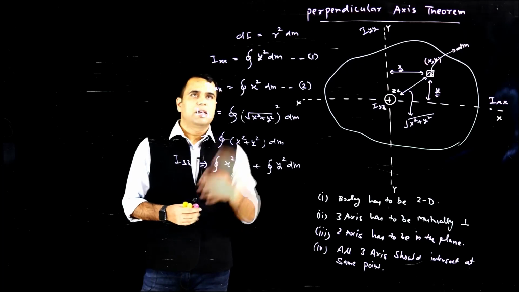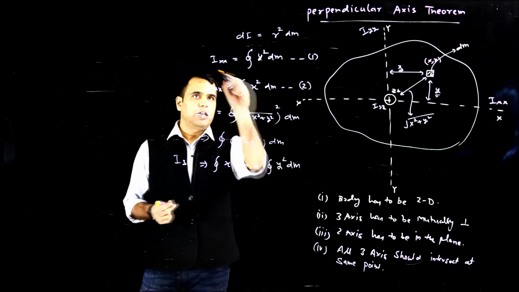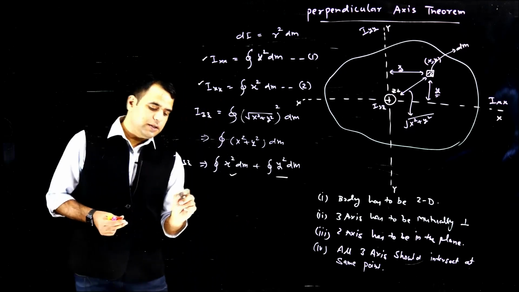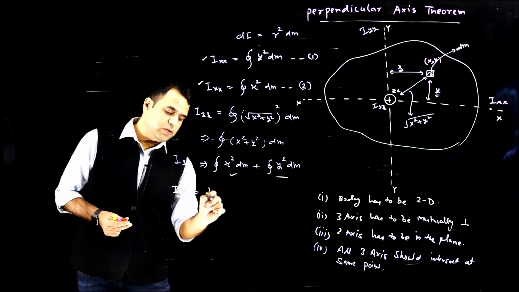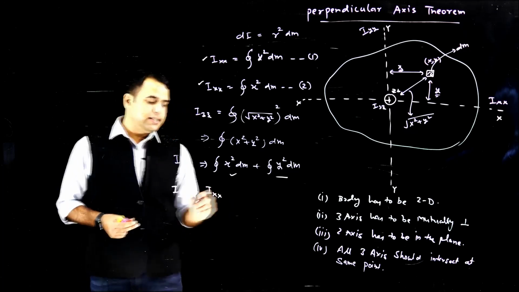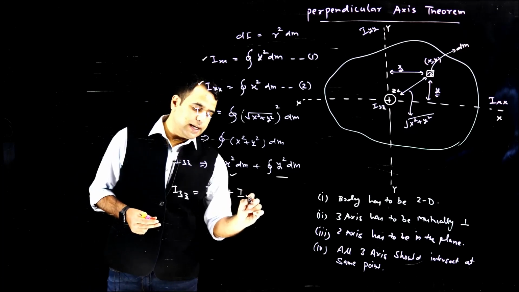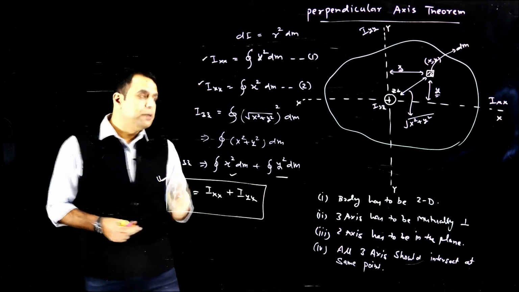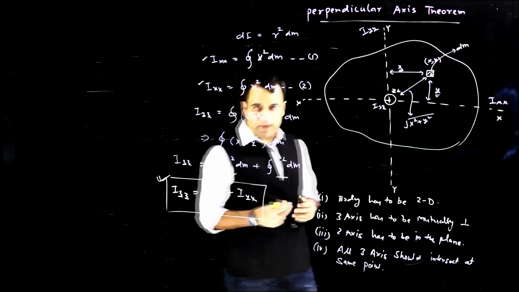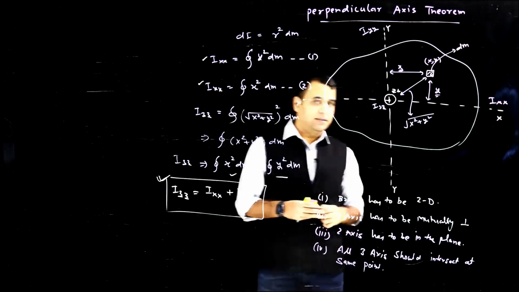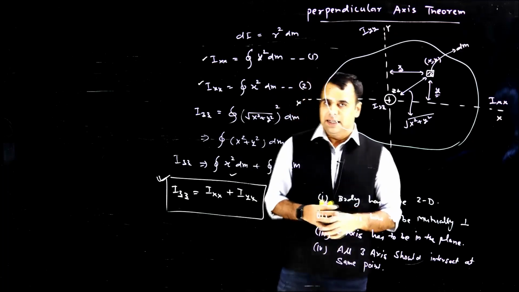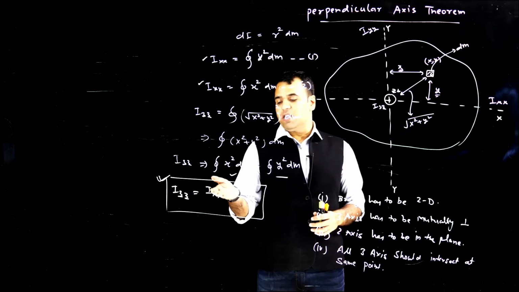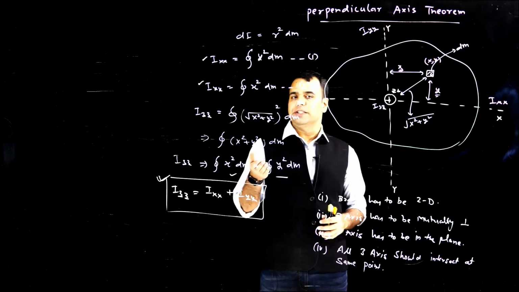Now as you can see, from equation 1 this is the value, and from equation 2 this is the value. So my relationship converts into Izz equals Ixx plus Iyy. This is your perpendicular axis theorem. In this theorem there are three moments of inertia, because there are three mutually perpendicular axes, and the moment of inertia about the z-axis equals the moment of inertia about the x-axis plus the moment of inertia about the y-axis.